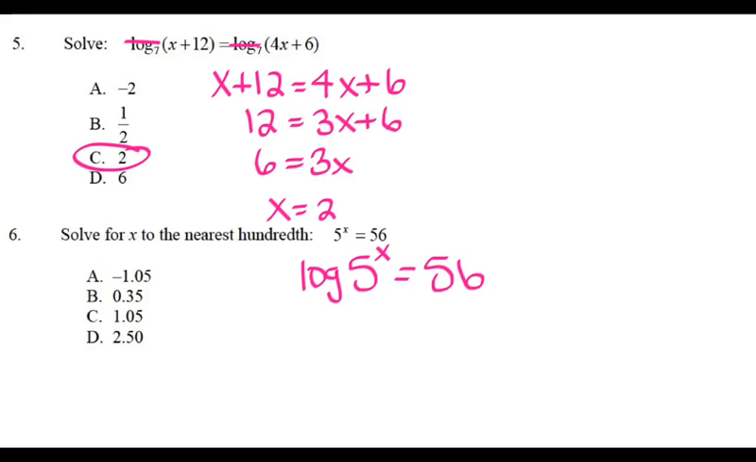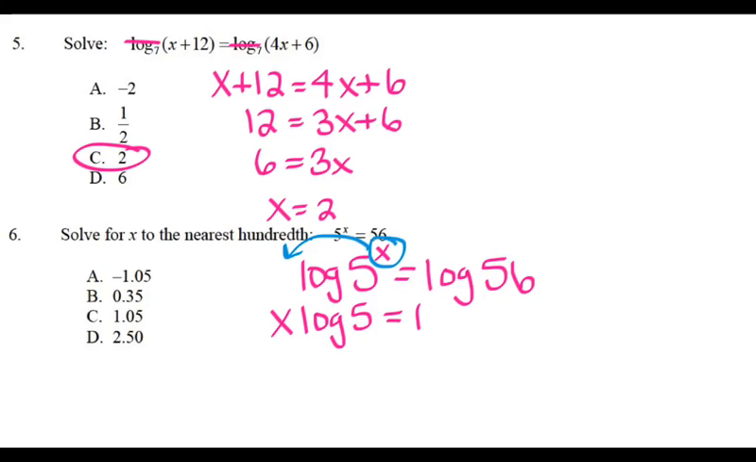So now that I've taken the log of both sides, which I actually didn't, I forgot my log over here, I can bring that x down because that's one of our logarithmic properties. So that's going to be x log of 5 equals log of 56. I can get x by itself by dividing both sides by log of 5.